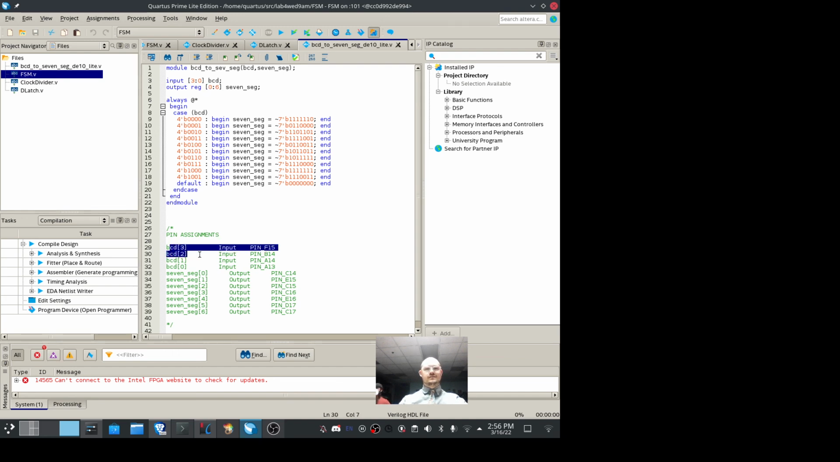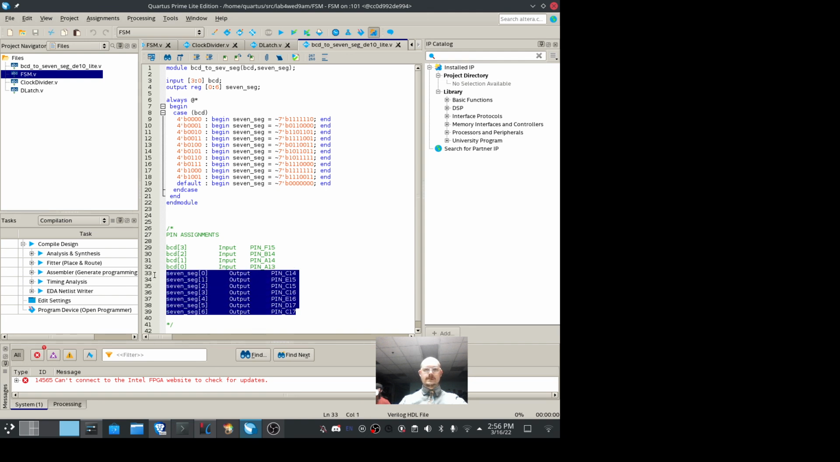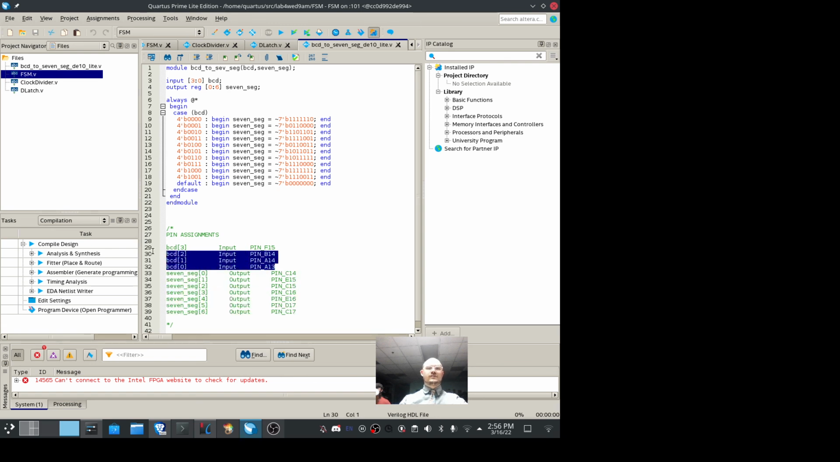And the pin assignments are right here. These are your pin assignments. Cool. And you actually don't need these inputs. These are here if you wanted to drive your 7-segment from switches. In our case, we're going to be driving our 7-segment from another module based on a clock. So you don't need these inputs.